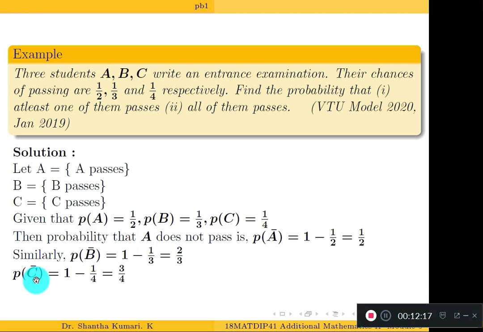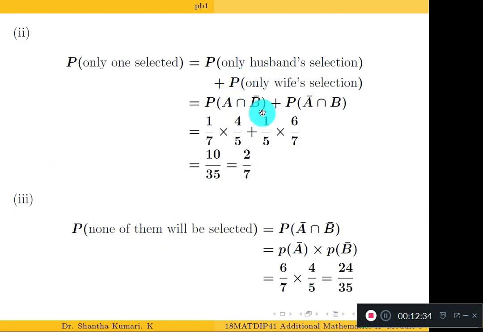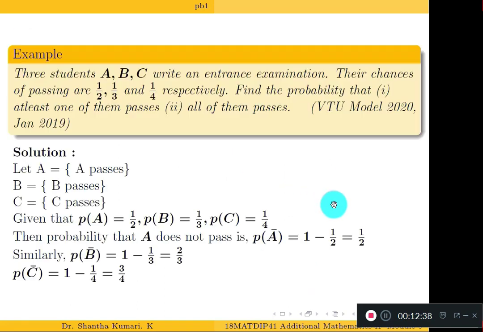Actually, these three terms are required later while working out these problems. Here I calculated them now itself. Later also you can calculate, as we have done in the previous example. In the previous example, we have not calculated these probabilities of the complements. Directly I substituted them there, correct? Same idea you can use here also.